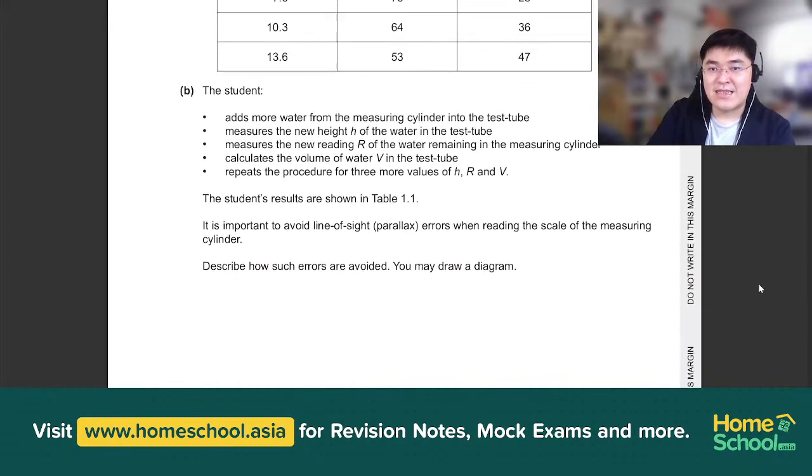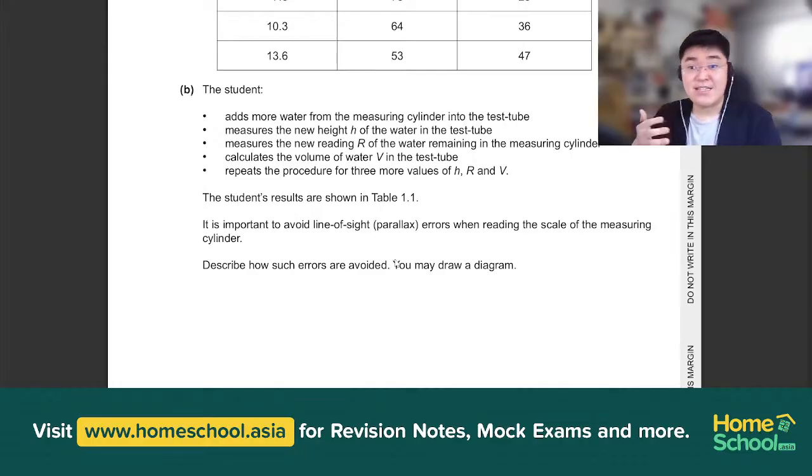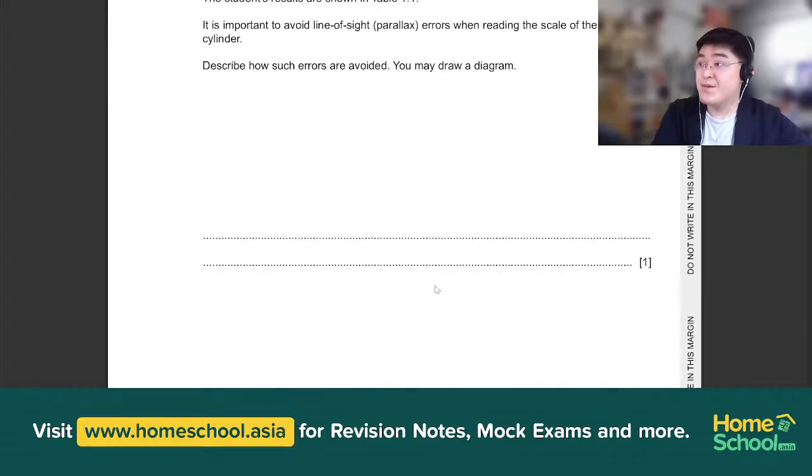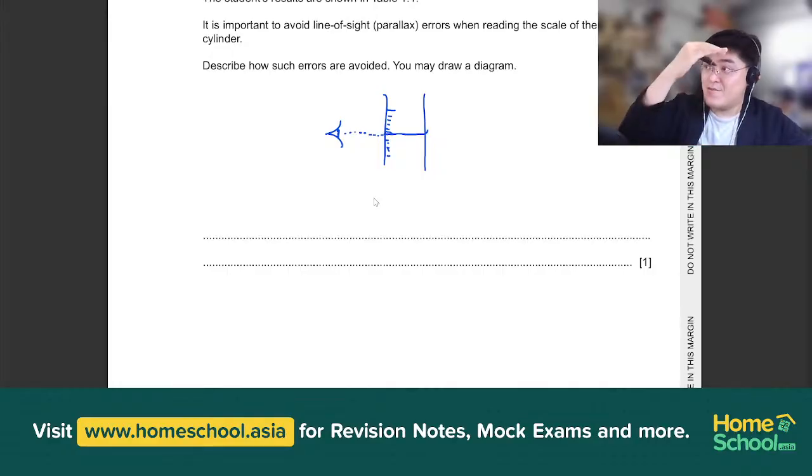It's also important to avoid line of sight errors, or should I say parallax error, while reading the scale of the measuring cylinder. So we are to describe how such an error is to be avoided, and we may use a diagram. This is a very straightforward thing: you're supposed to avoid line of sight errors. So for example, if you have this measuring cylinder over here, then you have all the graduations, the markings. If the water level is somewhere around here, and we have to remember the meniscus, you have to put your eye something like this, directly over the reading, so vertically over the graduation reading.